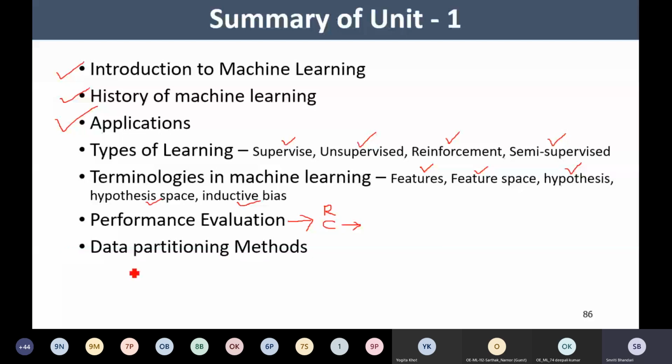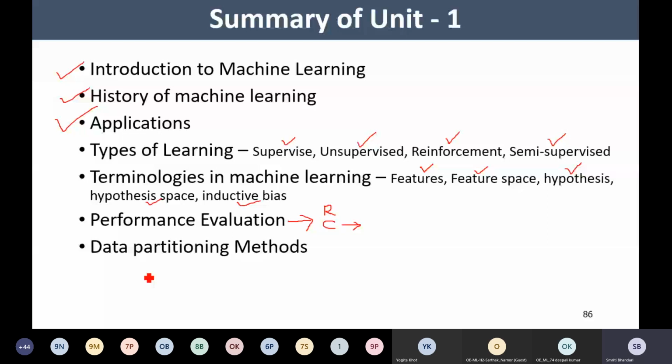After that, we have seen the issues in machine learning, right? And further, we are going to focus upon how to deal with those issues. So with this, we are going to conclude our unit number 1. If you have any doubts, please let me know, right? I have tried my best to make you understand the very basics of machine learning.